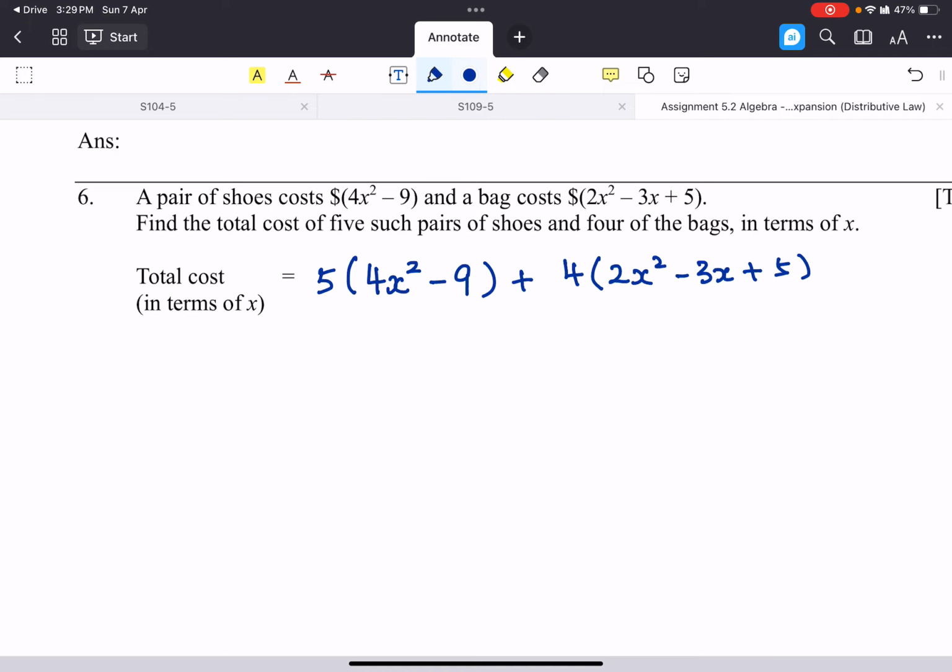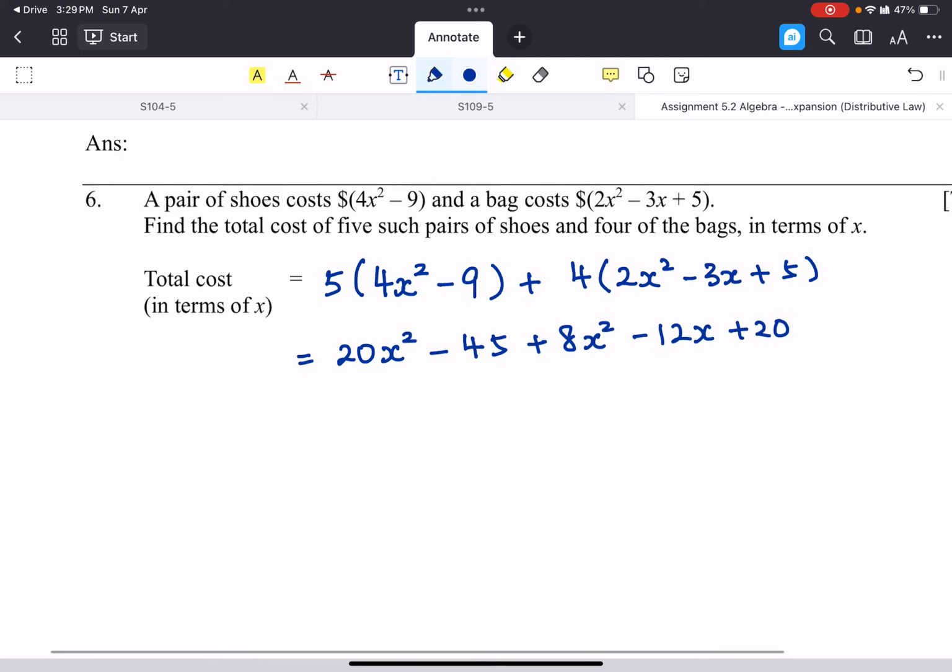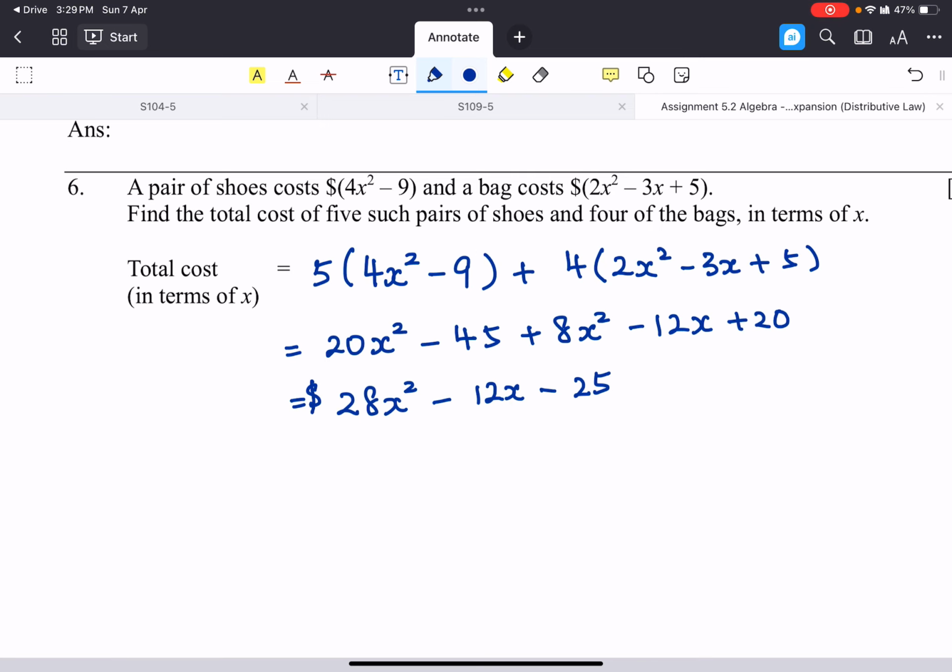That's fine, right? Not very complicated. So we'll simplify this. This will give us 20x squared minus 45 plus 8x squared minus 12x plus 20. We simplify this. This will give us 28x squared minus 12x minus 25. Right? Is this the simplest form? Yes, it's the simplest form. So put the unit and the parentheses so that it's neater.